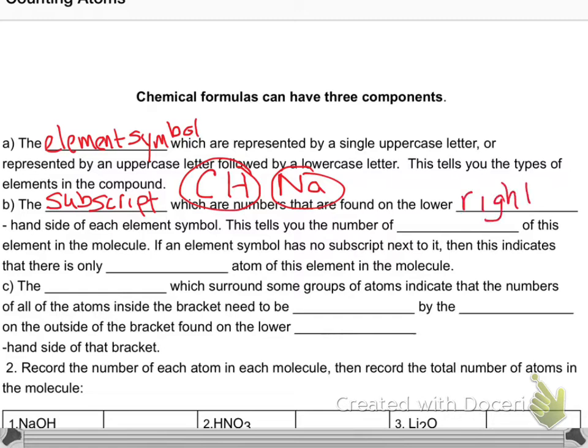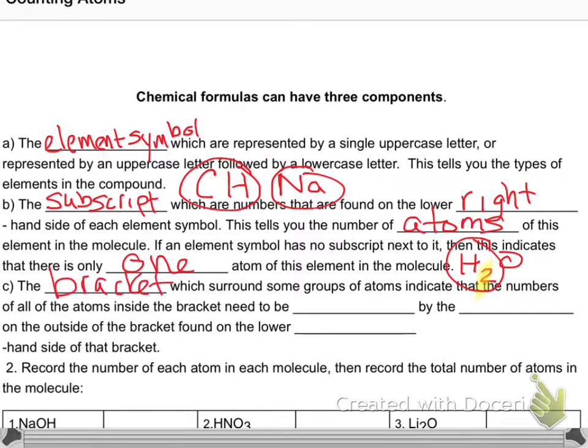Okay, the next thing we need to remember is that the subscripts are the numbers that are found on the lower right-hand side of each element symbol. This tells you the number of atoms of this element in the molecule. If an element symbol has no subscript next to it, then it indicates there is only one atom of that element in that molecule. So, for example, in H2O, this 2 is the subscript, and that tells us that there are 2 hydrogen.